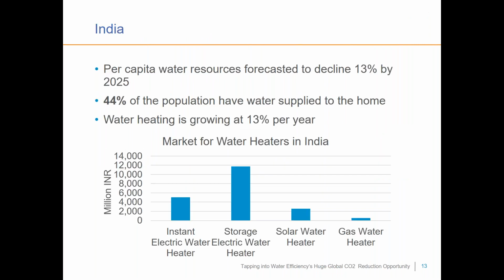So let's start with India. As we saw earlier, water stress is significant. Per capita water resources are forecast to decline 13% over the next 5 years. So there will be an eighth less water to go around for every person in India. 44% of the population have water supplied to the home, so that means they will have faucets. And there is growing water heating. We're still trying to evaluate exactly what percentage of households have heating, but it is something that is growing. Storage electric water heaters are the main appliance, but there are some other technologies as well.